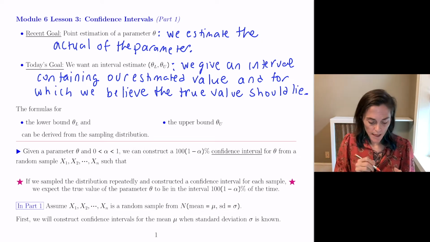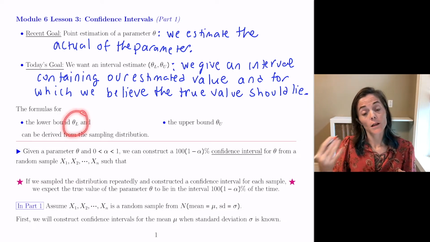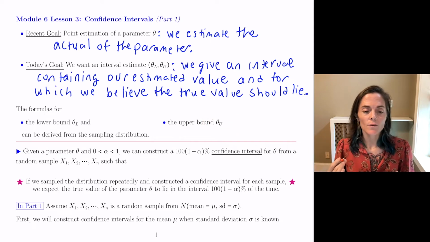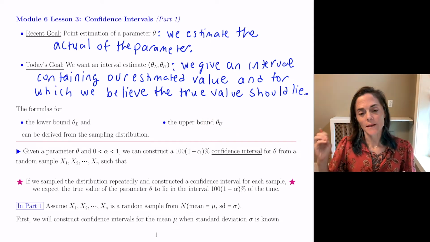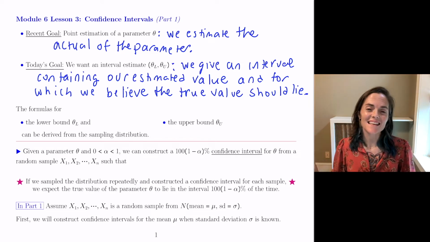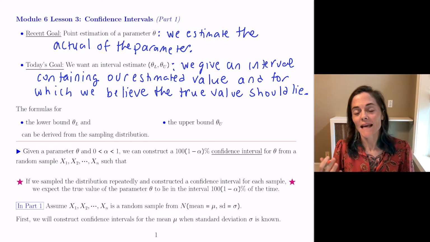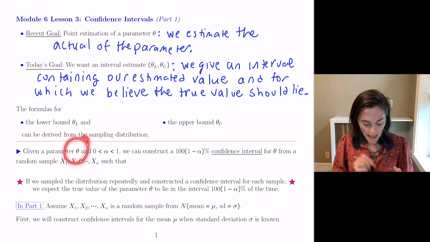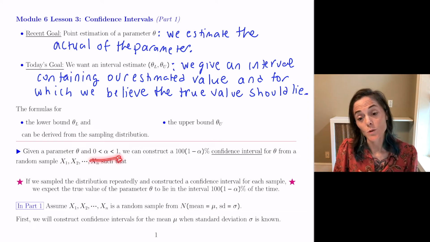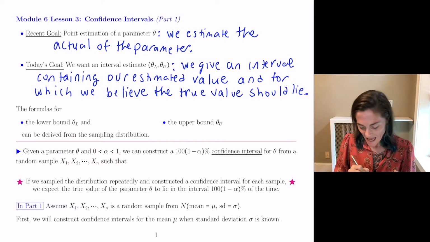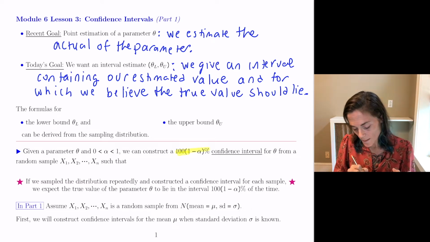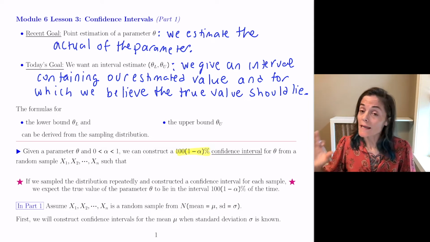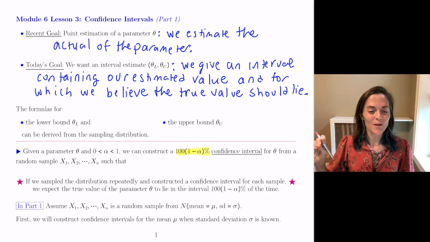Well, the formulas for this: theta sub L is the lower bound of this interval, and theta sub U the upper bound of this interval. These will be derived from the sampling distribution, and that was our very last lesson. So we're going to use a lot of what we just discussed. Okay, so given a parameter theta and some number alpha between 0 and 1, we will construct a 100 times 1 minus alpha percent confidence interval for this parameter theta, and we construct it from a random sample.